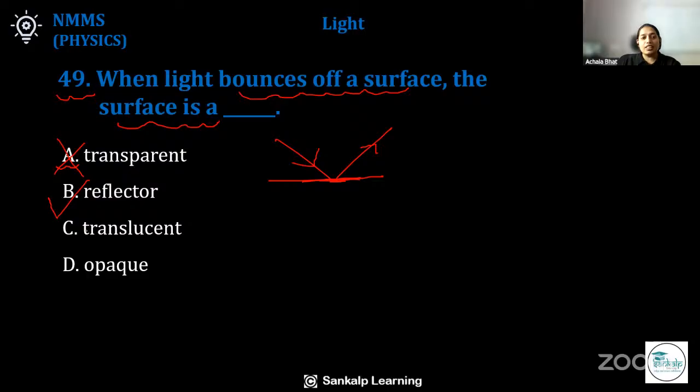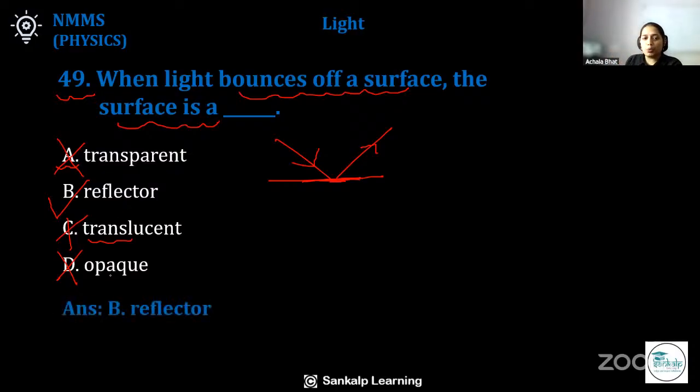B is correct. C, translucent and D is opaque. Opaque means the objects don't allow light to pass through them. They actually block or sometimes absorb the light. Here opaque, wrong. For example, wood. Wood is good example of opaque material. See, translucent is medium transparency. It is between transparent and opaque, which allows some amount of light to pass through it. But actually, it sometimes scatters the light.